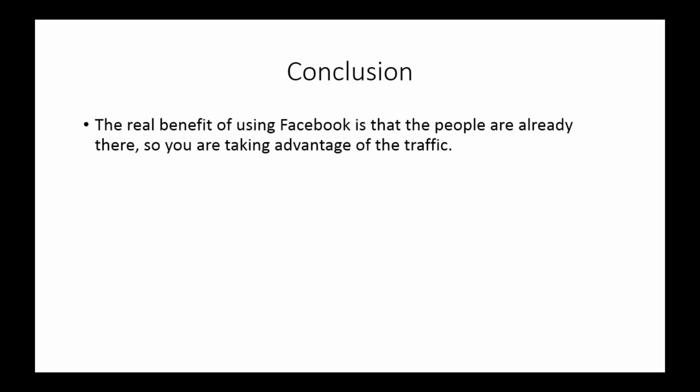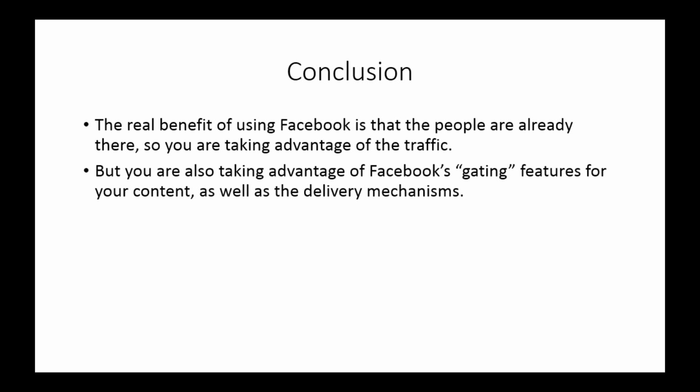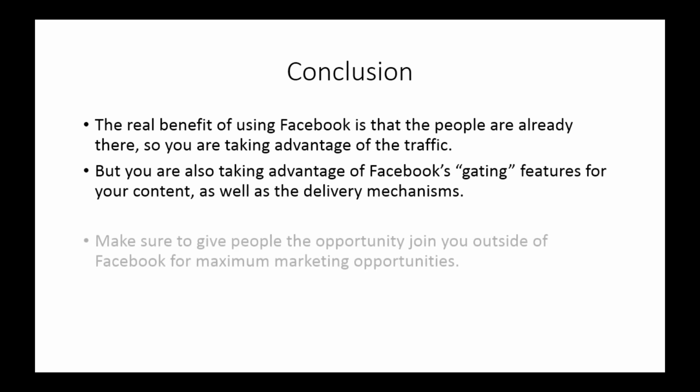Now, again, remember the real benefit of being able to use Facebook in this way is that people are already here. What you're doing is you're taking advantage of the traffic that's already there in getting people to opt into your list and then moving them into products on Facebook. What you are also taking advantage of is Facebook's gating features for your content. So in other words, when you set that membership to closed, people are not going to be able to see that content. And that means then you're going to be able to have a robust delivery system for your content without having to use a membership software site.